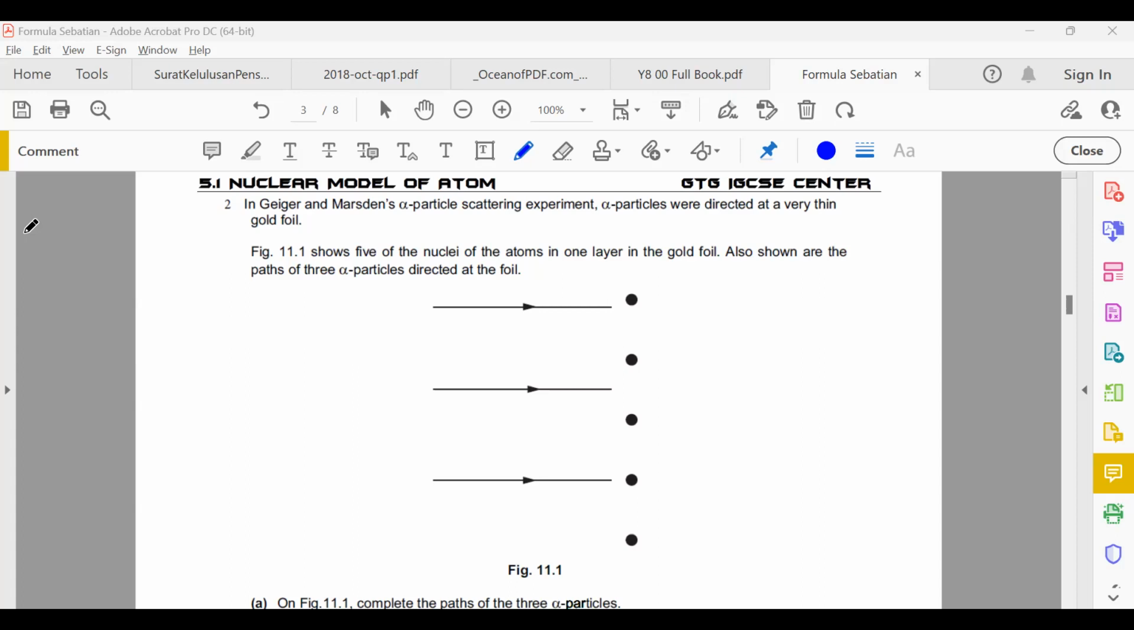Why are you asking? Listen, if they're the same element, they must have the same property. What's it called? Element? Proton number, bro. They must have the same proton number, that's why they're the same element.